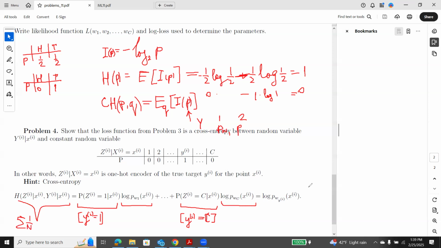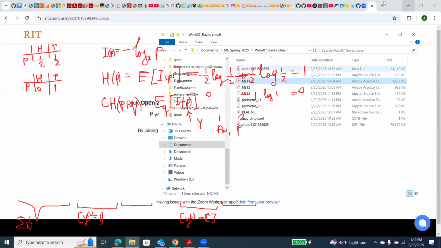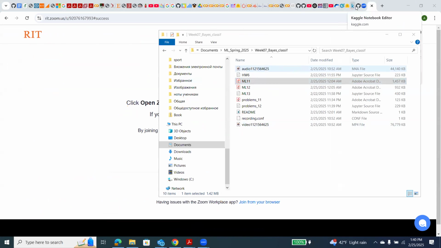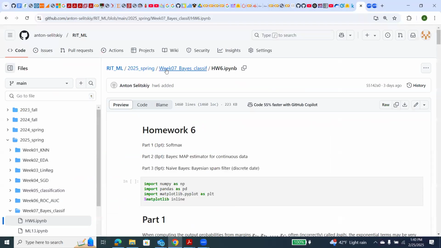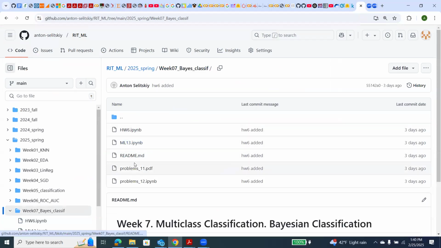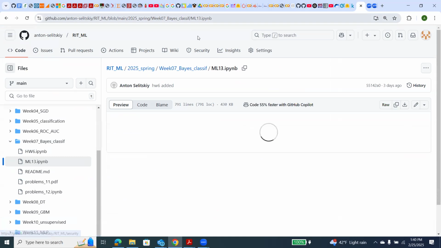Okay, now I have prepared an illustration. Don't forget to sign your papers. Yeah, okay. So machine learning 13.